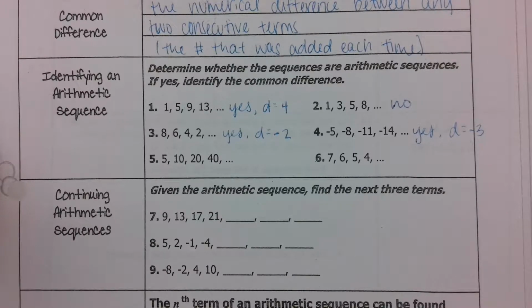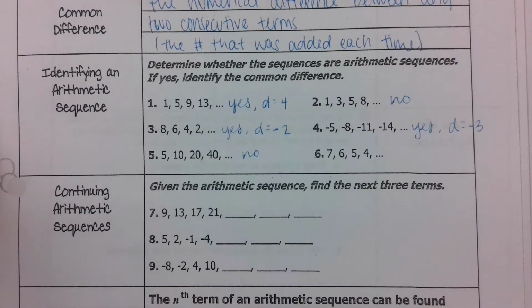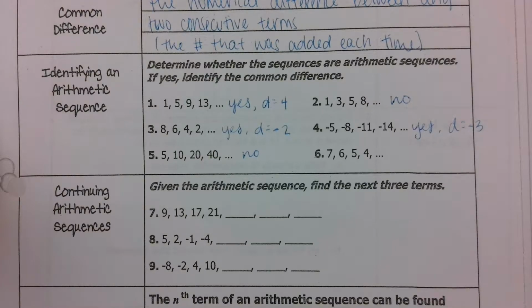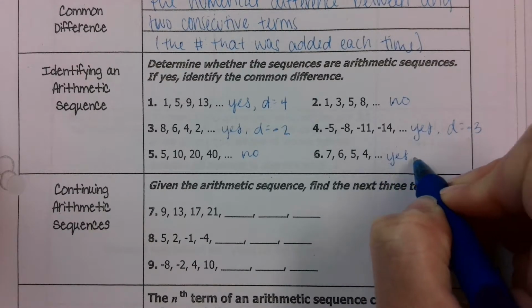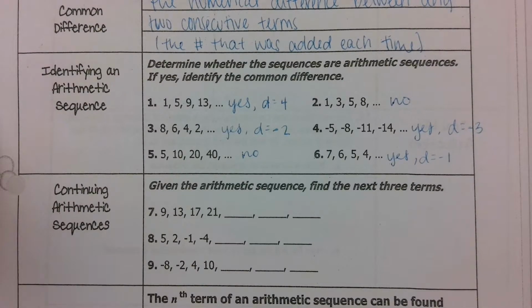What about number 5? Why not? What are they actually doing? Multiplying. So we're going to do that tomorrow. That's going to be a geometric sequence. So we are multiplying by something each time. For number 6, we have 6, 7, 5, 4. What do you think? Yeah? Good. Questions?